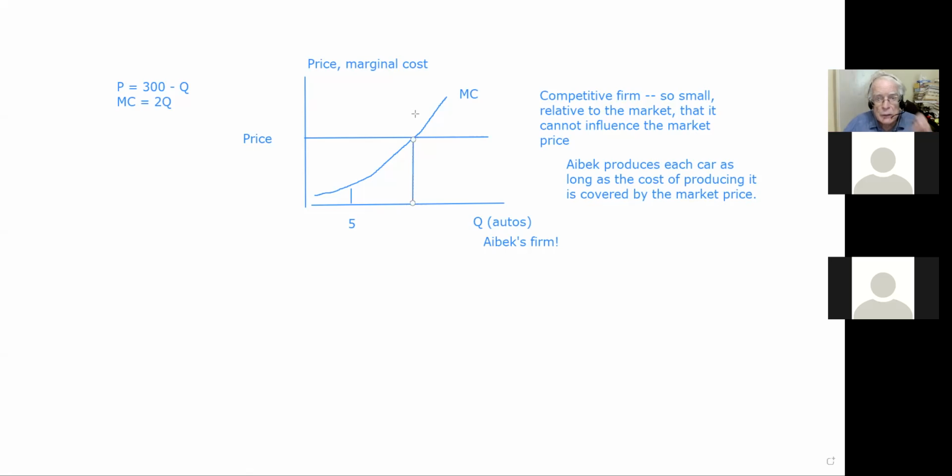I'm sorry, Professor. May I ask a question? Yes. Why is marginal cost a curve? It should have been a straight line, shouldn't it? Because it is. That's a good question. Normally, marginal cost in the short run will rise with additional production because we are overusing our fixed input.